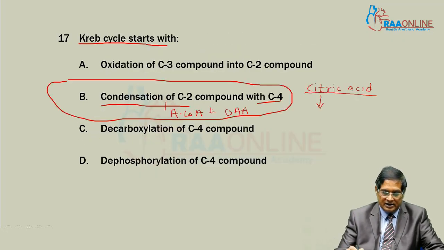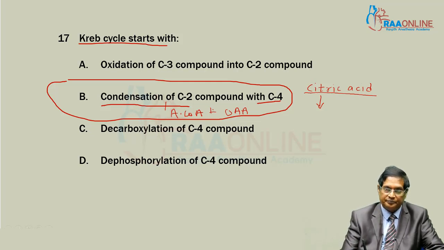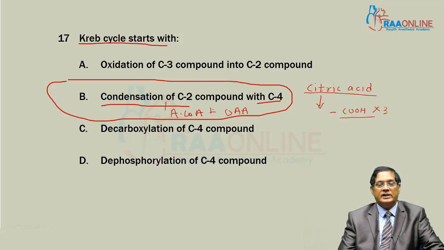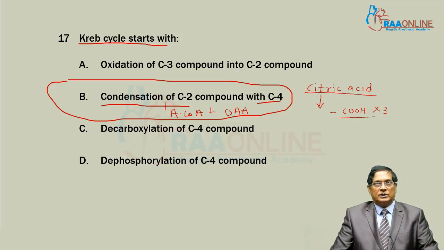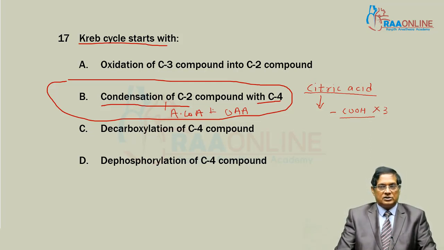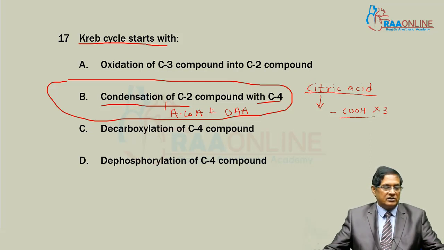And citric acid contains 3 COOH groups. Their number is 3. So that's why citric acid is a tricarboxylic acid. Hence it is also called the citric acid cycle. Krebs cycle is also called the citric acid cycle.